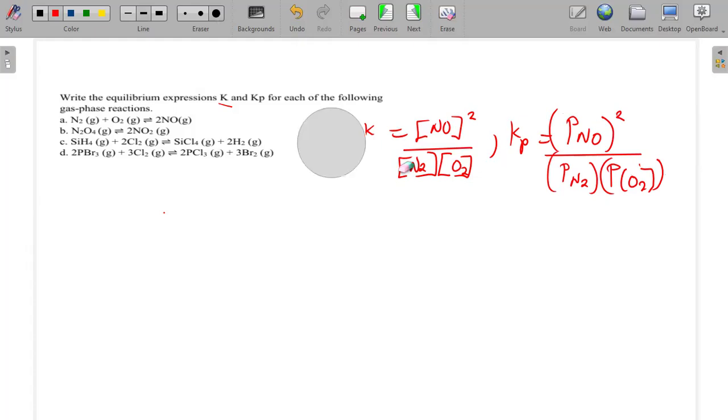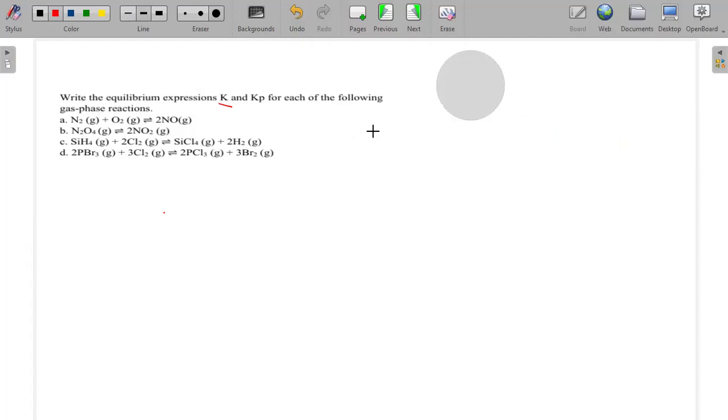Let's go to the second one, which is B. For B, the K expression is going to be the concentration of the product that you're having, which is NO2. So we have NO2, and we power it to its coefficient, which is 2, divided by the reactant that you're having, N2O4. Also, we're going to power it to its coefficient, which is 1, so we're not going to do anything.